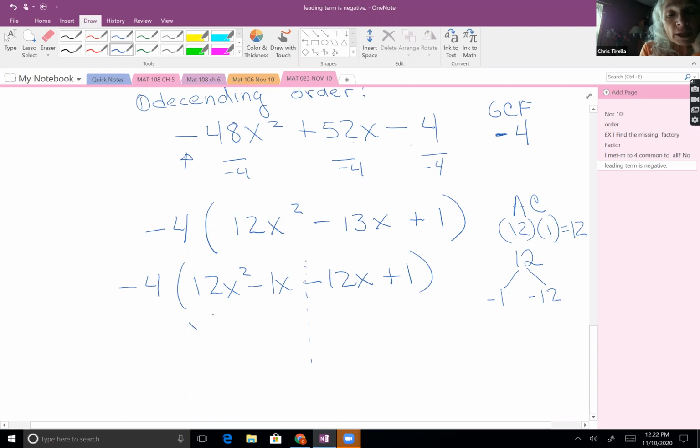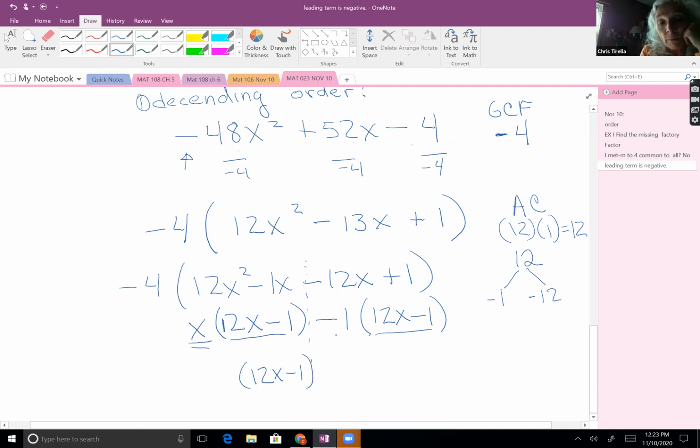The first two have x in common, leaving me with 12x minus 1. The second two don't have anything in common, but because I've got that dangling negative sign out front, I'm going to take out a negative 1. And when I divide by negative 1, I'll have 12x minus 1. So my two sides share that 12x minus 1. My remaining factor is x minus 1. And then I don't want to lose that negative 4 out front.